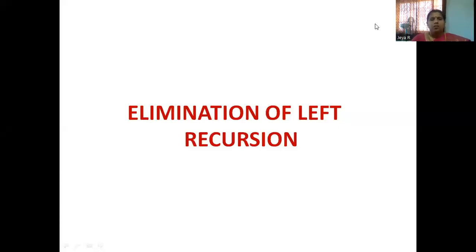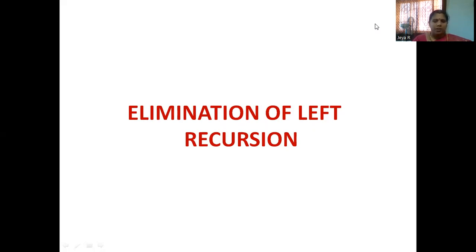Good morning, friends. So in this lecture, we are going to discuss the elimination of left recursion. There are certain problems that occur in top-down parsing technique. They are backtracking, left recursion, left factoring, and ambiguity. So in this lecture, we are going to discuss left recursion.